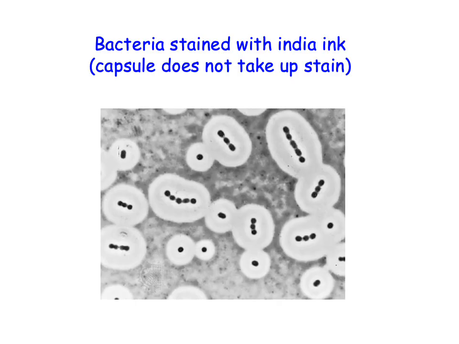Here's another example of a bacteria, in this case a strep, and in this case it was stained with India ink. The bacteria takes up the India ink, but it doesn't bind to the capsule. So you can see in this case there's a tremendous amount of capsular material that is surrounding these bacteria.